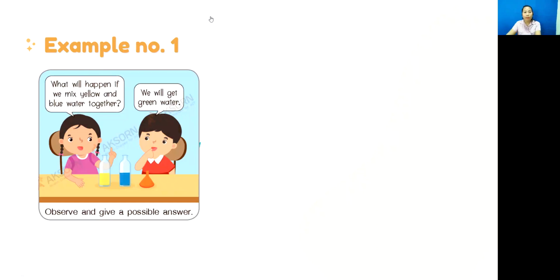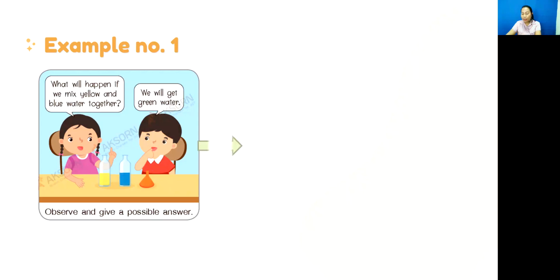Let's have an example here. Look, they have two colors, yellow and blue. So what will happen if we mix yellow and blue water together? What do you think? What's the possible answer? Yes? Green.